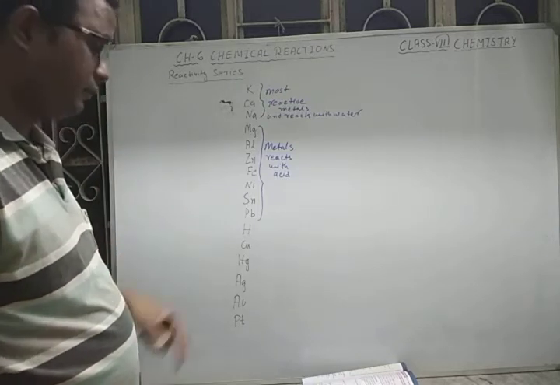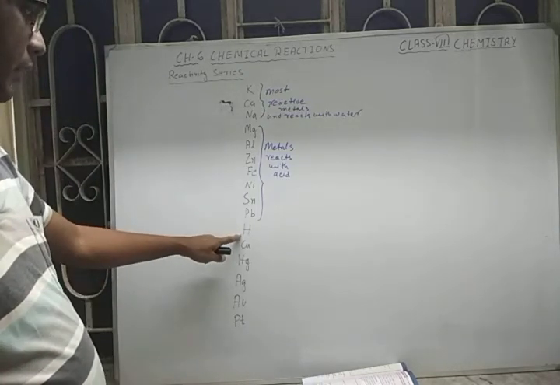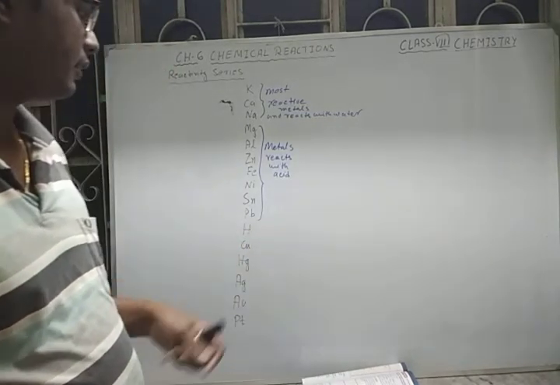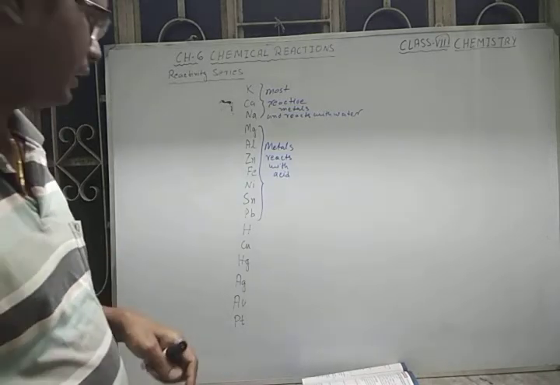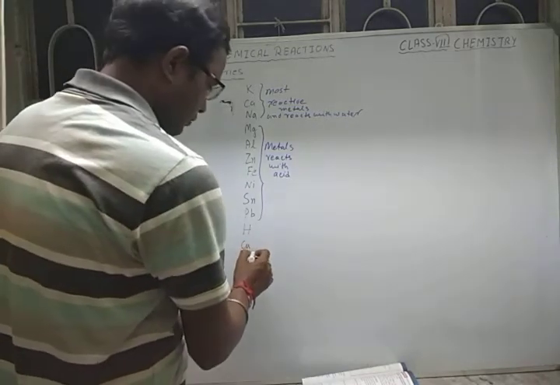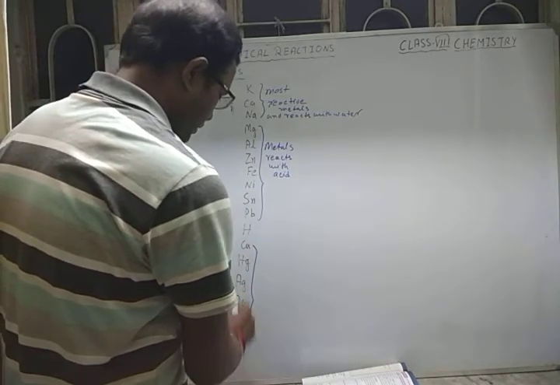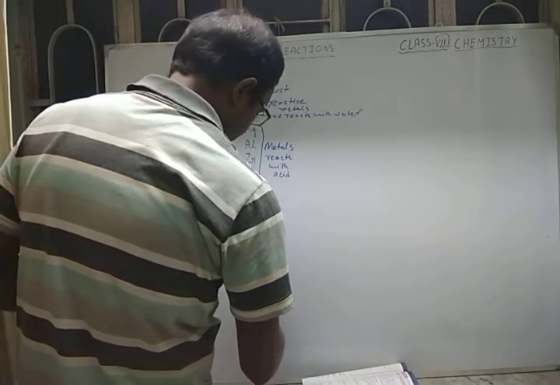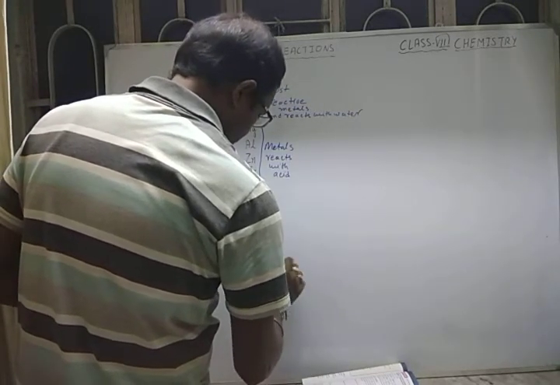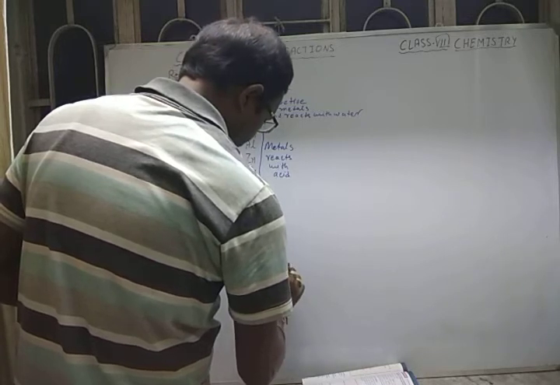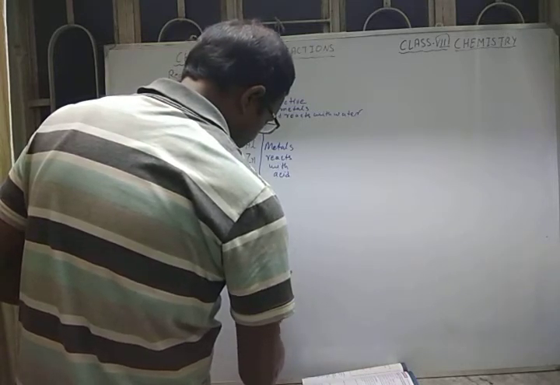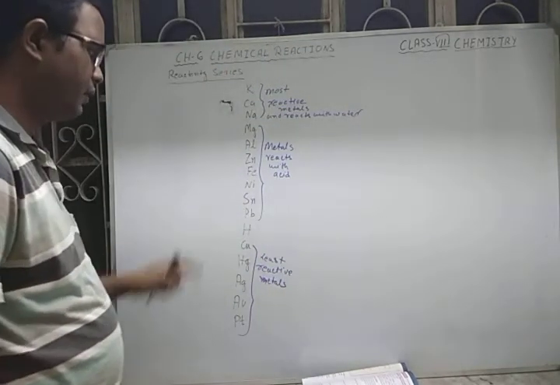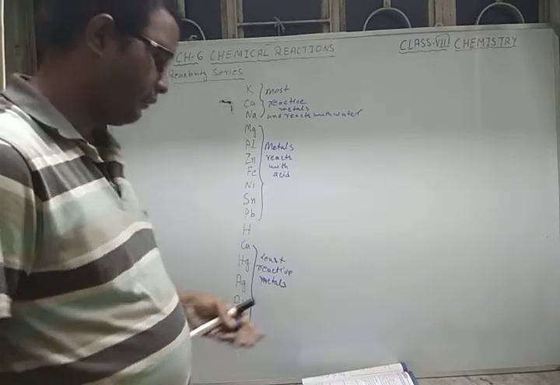After that, hydrogen, though it is a non-metal, we have to keep in the metal activity series for comparison. But below hydrogen, from copper to platinum, these metals are the least reactive metals, or unreactive metals. So this is the metal activity series.